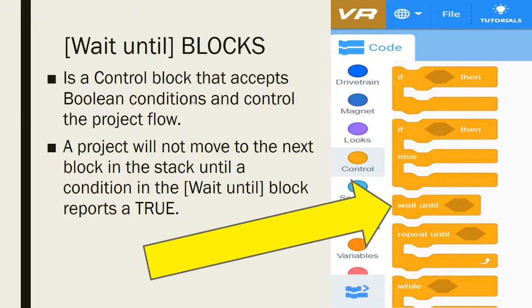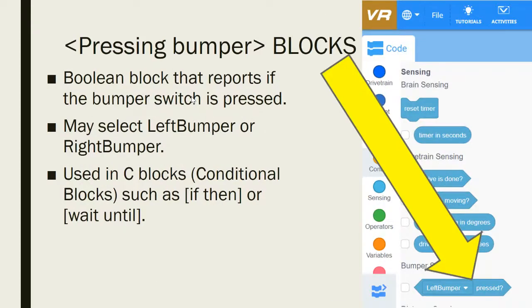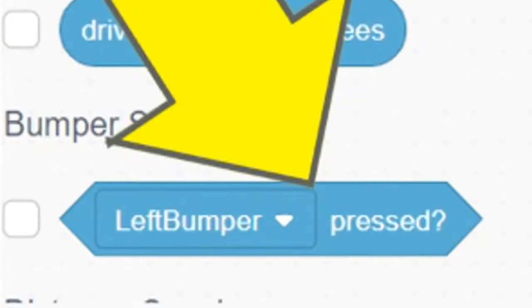These are in the control C block category. It is a one line block with a hexagon shaped gray area. These Boolean conditions control the project flow. A project will not move to the next block in the stack until a condition in the wait until block reports as true, meaning that unless something happens to it that becomes true, then it will move on to the next line over. Inside of these wait until blocks, we are going to need a pressing bumper block.